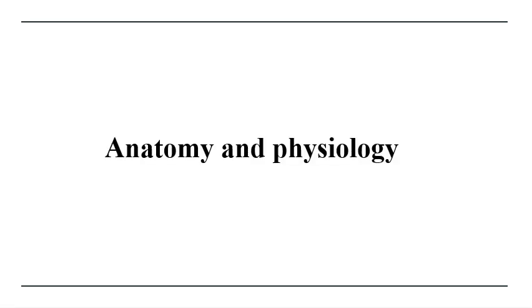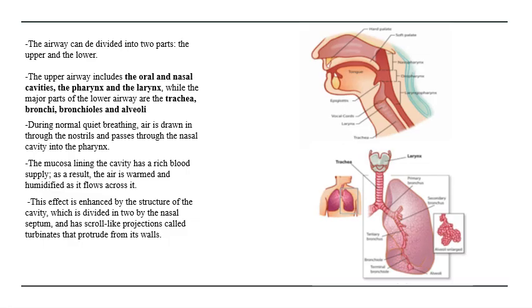Firstly, we will describe the anatomical and the physiological considerations as regards the airway. As we see, the airway can be divided into two parts, the upper airway and the lower airway. The upper airway includes the oral and the nasal cavities, the pharynx, and the larynx, while the major parts of the lower airway are the trachea, bronchi, bronchioles, and the alveoli.